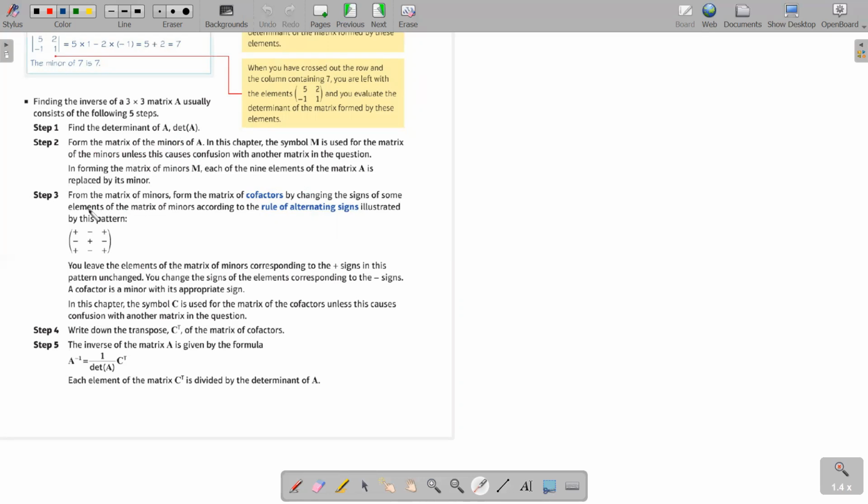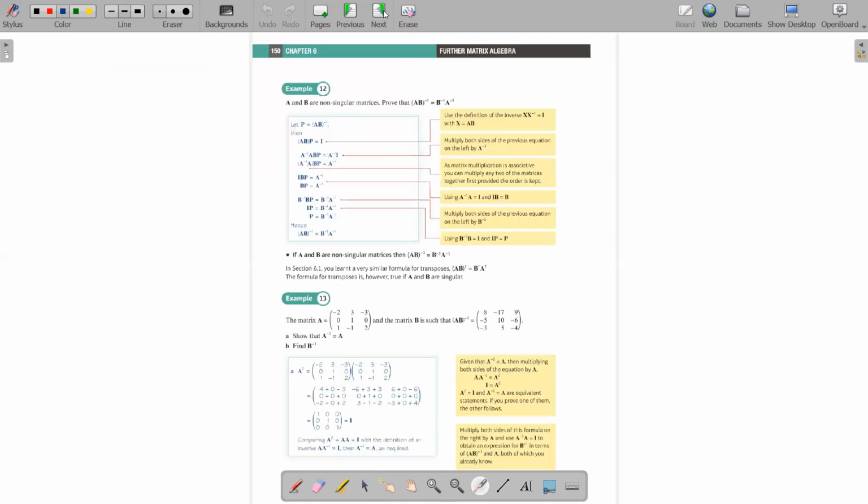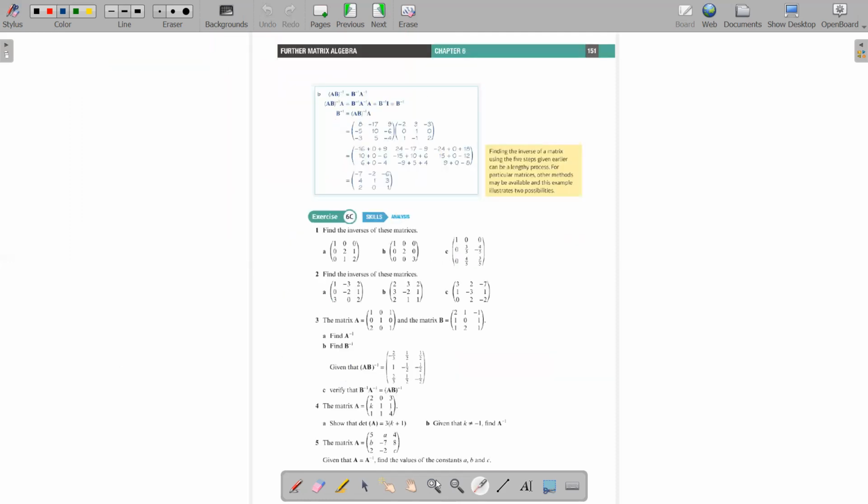The next one, after you get the matrix of minors, form the matrix of cofactors by changing the signs of some elements of the matrix of minors according to the rule of alternating signs illustrated by this pattern. Okay, so I think the best thing is I'll show this to you from an example. So I will write all these. We'll take the first question here and do it.